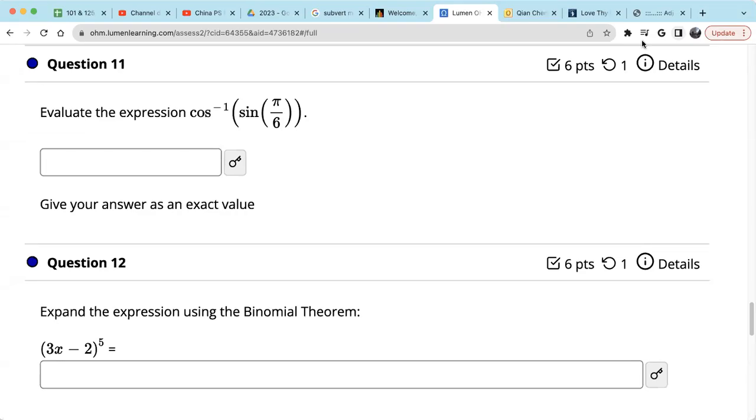Okay, let's keep going. Let's see 11, question 11. So we have arc sine of sine pi over 6.